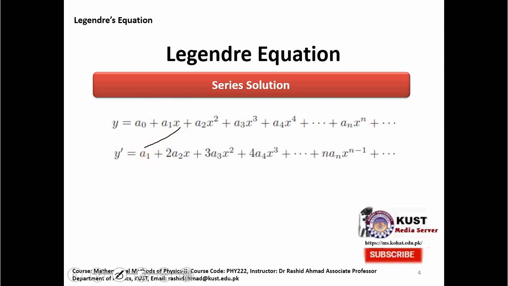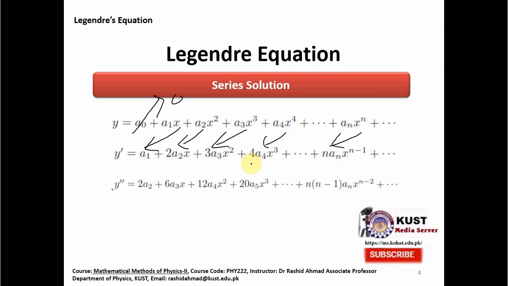So the derivative of this term is over here, and the derivative of this term is actually 0. And the derivative of this term, as you apply the power rule, will be 2x into a2. So the derivative of this term is here, and similarly this will be with the cube, and the derivative of this term is here, and so on. So we have calculated term by term the derivative of the whole series, and we got the complete another series which is actually the first derivative of this one.